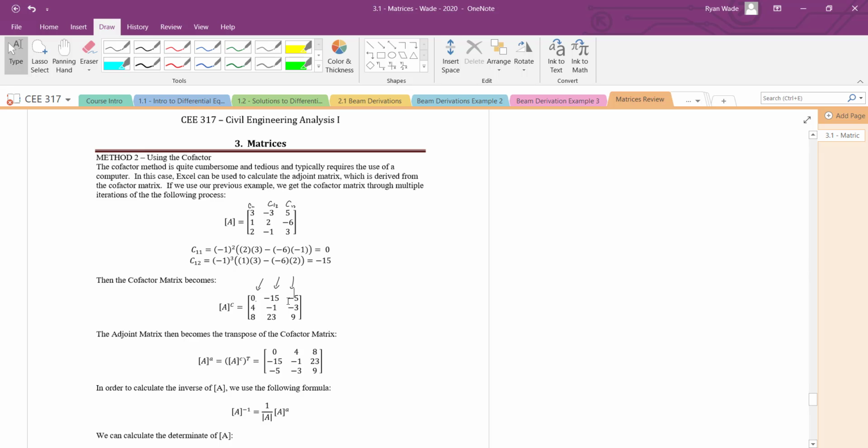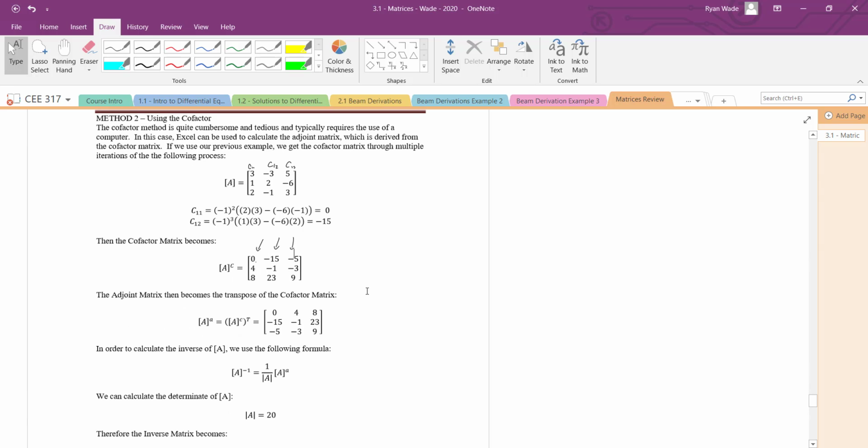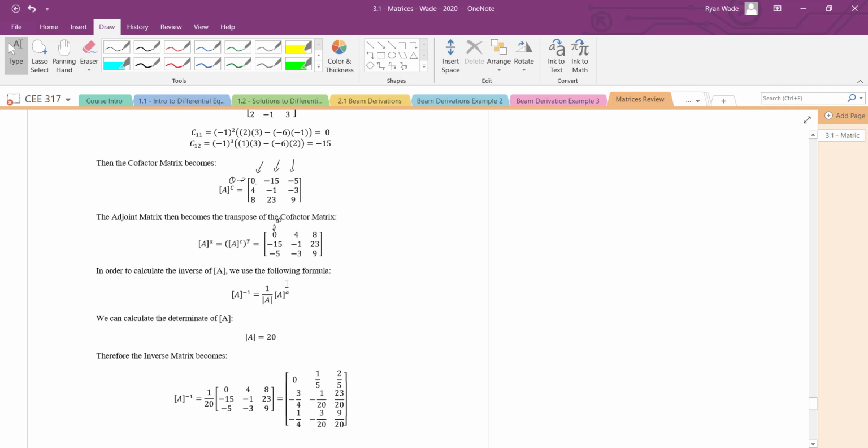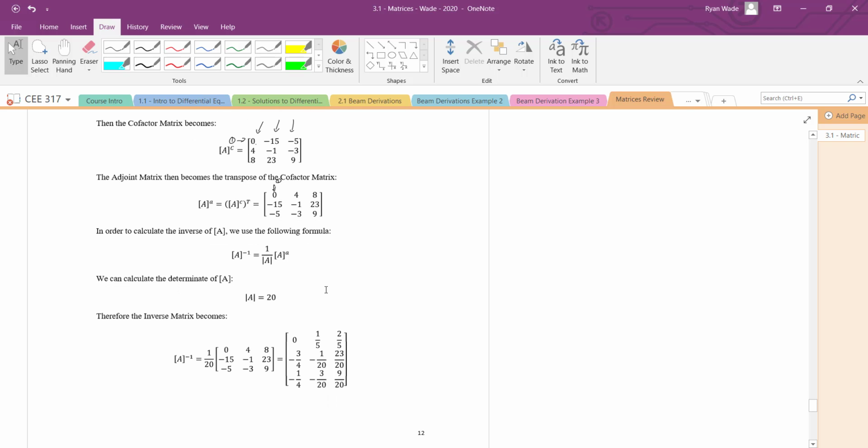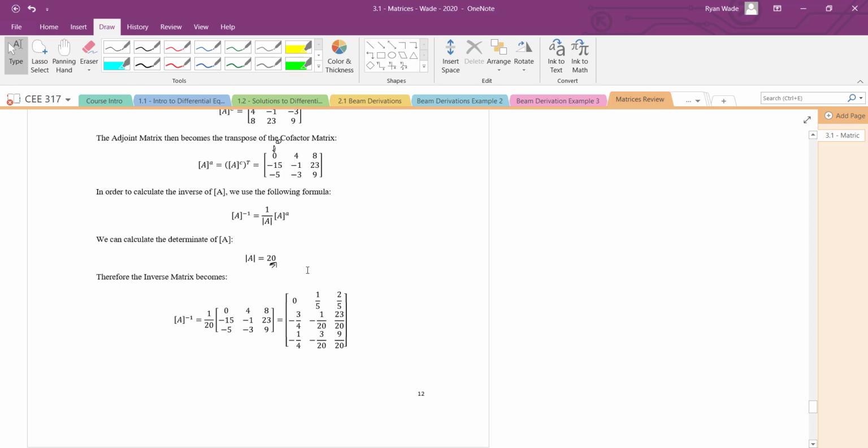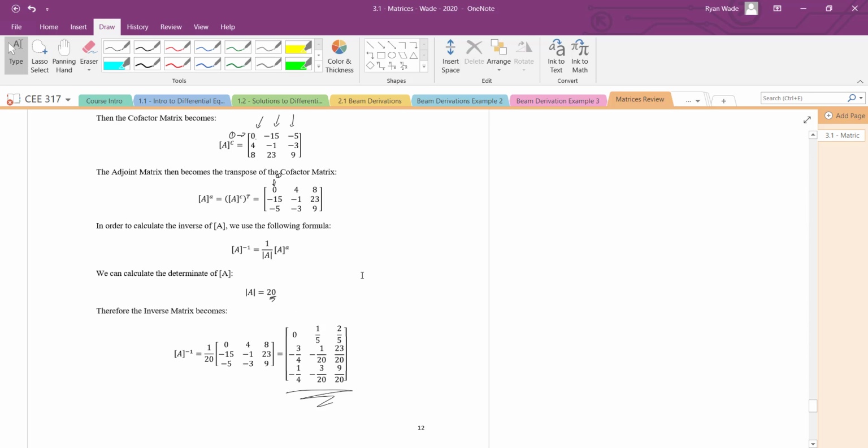Then we use the cofactor matrix to find the adjoint matrix, which is the transposition of the cofactor matrix. So we turn our rows into columns. So row 1 becomes column 1, and so on. And we can use that the inverse of A is the adjoint matrix times 1 over the scalar for the matrix. So we determine the determinant, 1 over the determinant. We determined that the determinant was 20. We multiply that by the transposition of the cofactor matrix, or the adjoint matrix, and we end up with the same thing that we ended up with by doing it the other way.